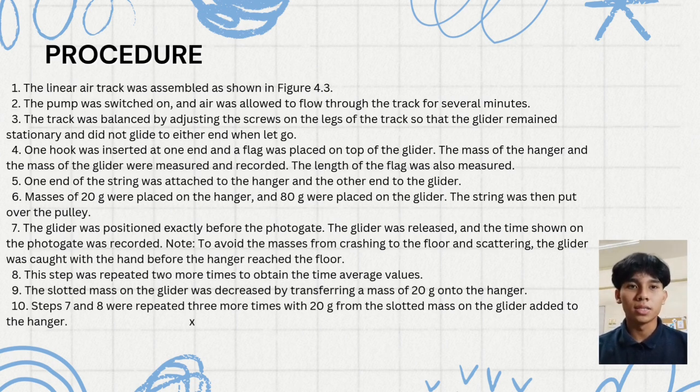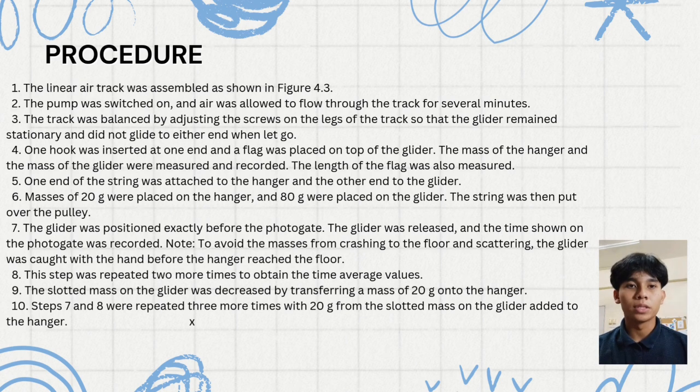Next, make sure that the track was balanced by adjusting the screw on the leg of the track so that the glider remains stationary and does not glide to either end when let go. Once done, make sure that one hook was inserted at one end and a flag was placed on top of the glider. Please make sure that the mass of the hanger and the mass of the glider were measured and recorded. Then the length of the flag must also be measured.